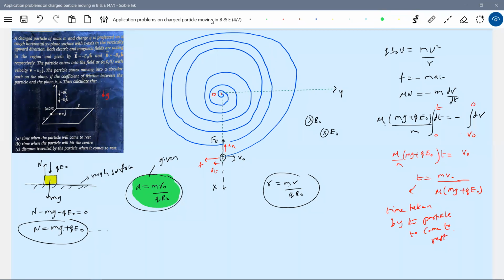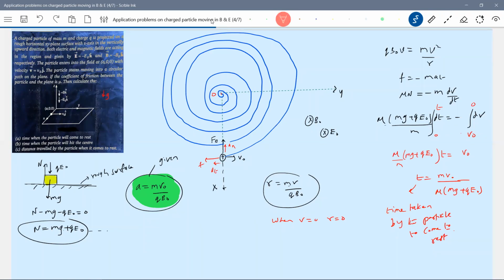So what is the simplest reason? Because m, q, B0 are the parameters which will remain constant whether the particle is at rest or in motion. So when the particle has come to rest, R should be 0. R should be 0 means it should come to rest at the center. Hope everyone is able to understand here logically. When v is 0, then R should be 0. What is R? The radial distance of the particle from the center. So when it has come to rest, it should come to rest at the center. I'm trying to give a reason like this. So it'll be like a plane spiral.